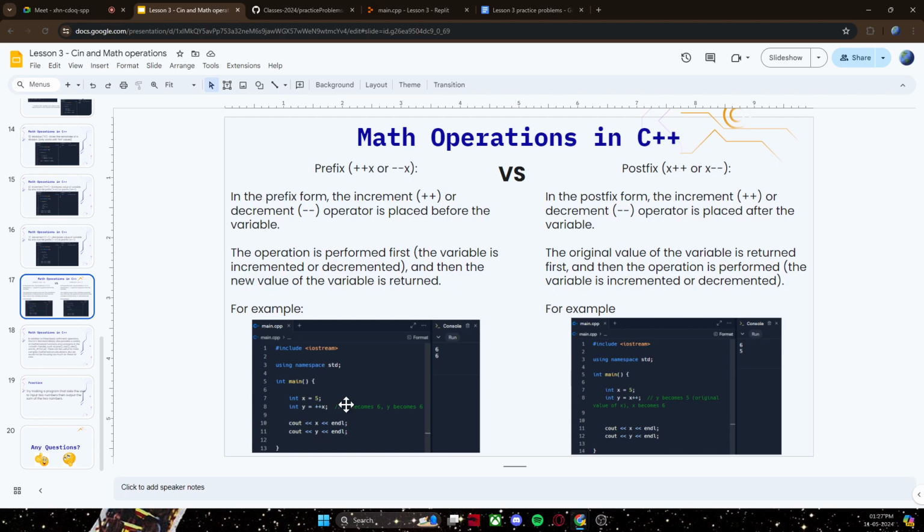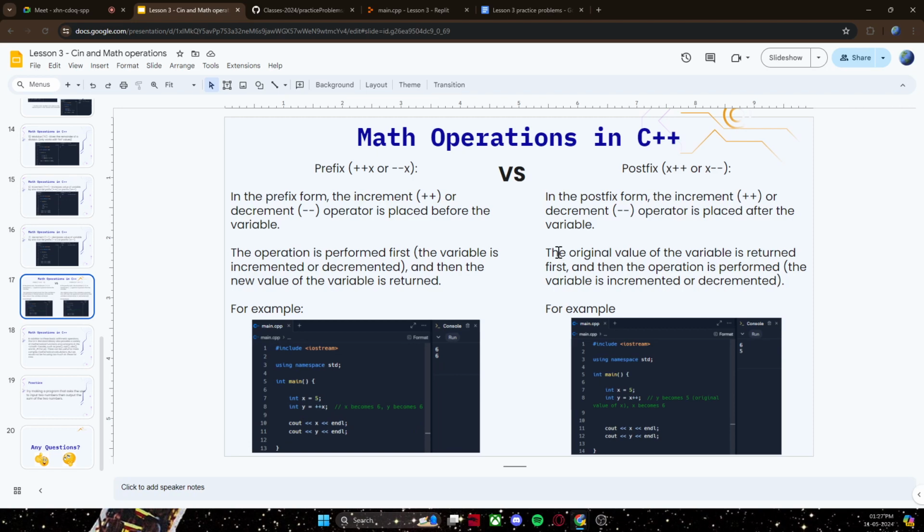So if you see over here, we have an integer called x, which has the value of 5. Then we make a new integer y, which has the value of ++x. So in this case, as you can see in the comment, x becomes 6 when you do ++x, and this 6 value is assigned to y as well. So if you output x and y, you get 6 for both of them.